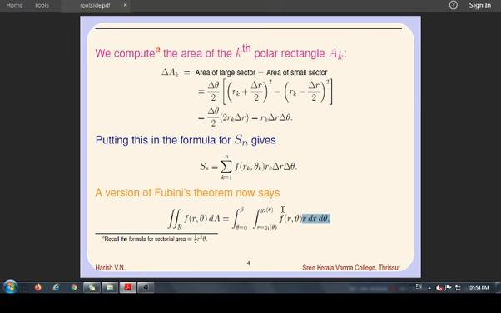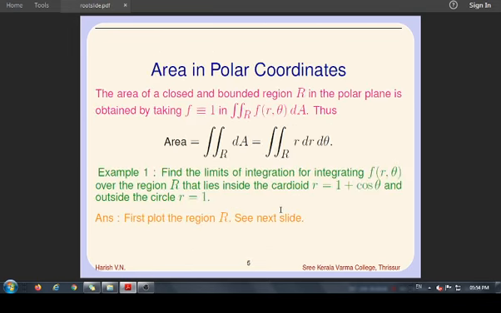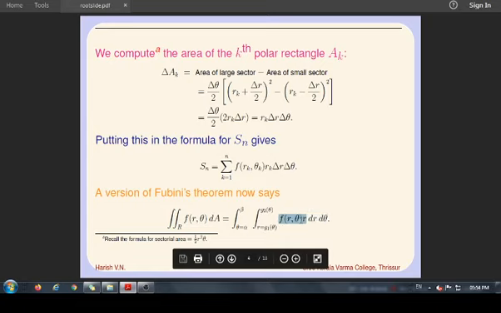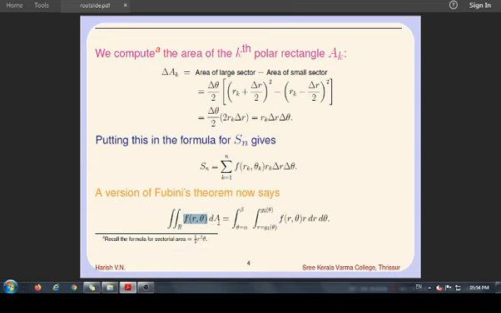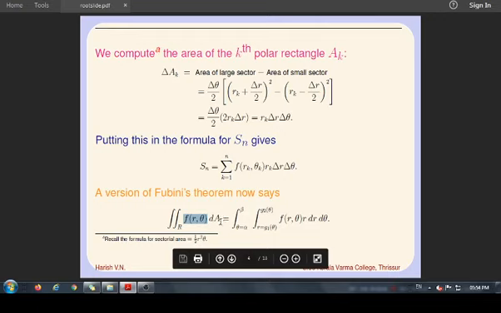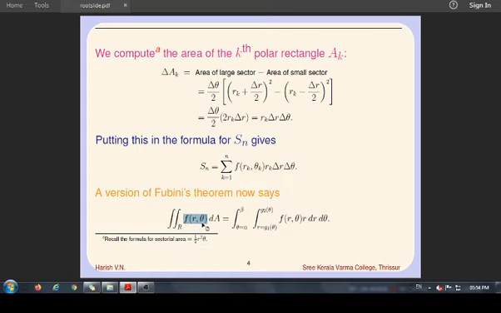Now we will go to a particular case. Suppose f of (r, theta) is identically equal to 1. Then the double integral over R of dA will represent the area of the polar region R, because f of (r, theta) essentially gives you the height, but when the height is equal to 1, then volume is equal to area numerically.